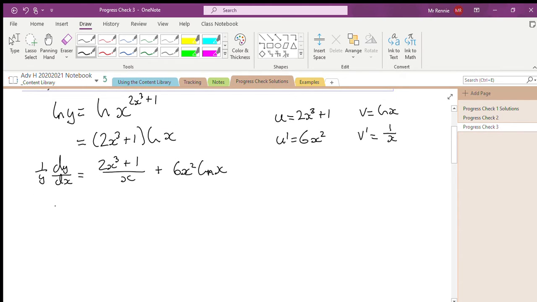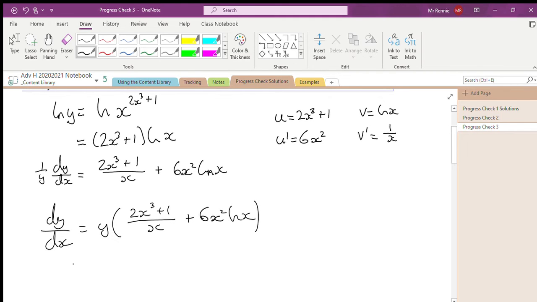So in order to get dy by dx on its own, I need to multiply up by y. So it's going to be y multiplied by everything here. It just takes a while to write this. However, I know what y was. y was the function I started with, so it was x to the power 2x cubed plus 1, and that's going to multiply everything in here.